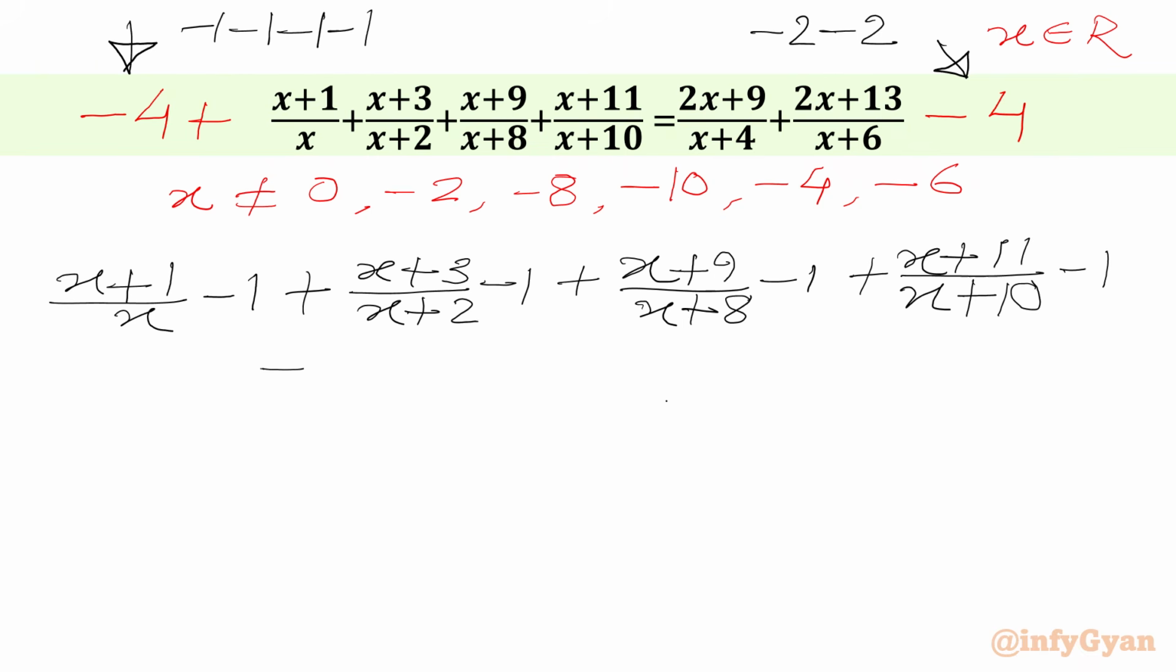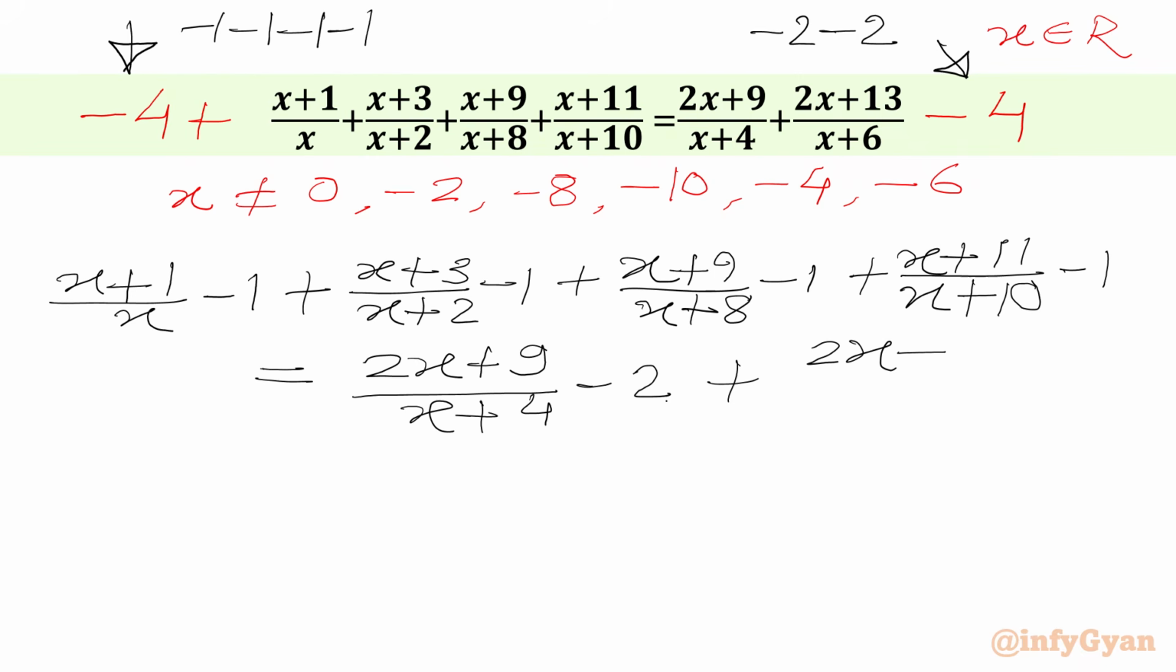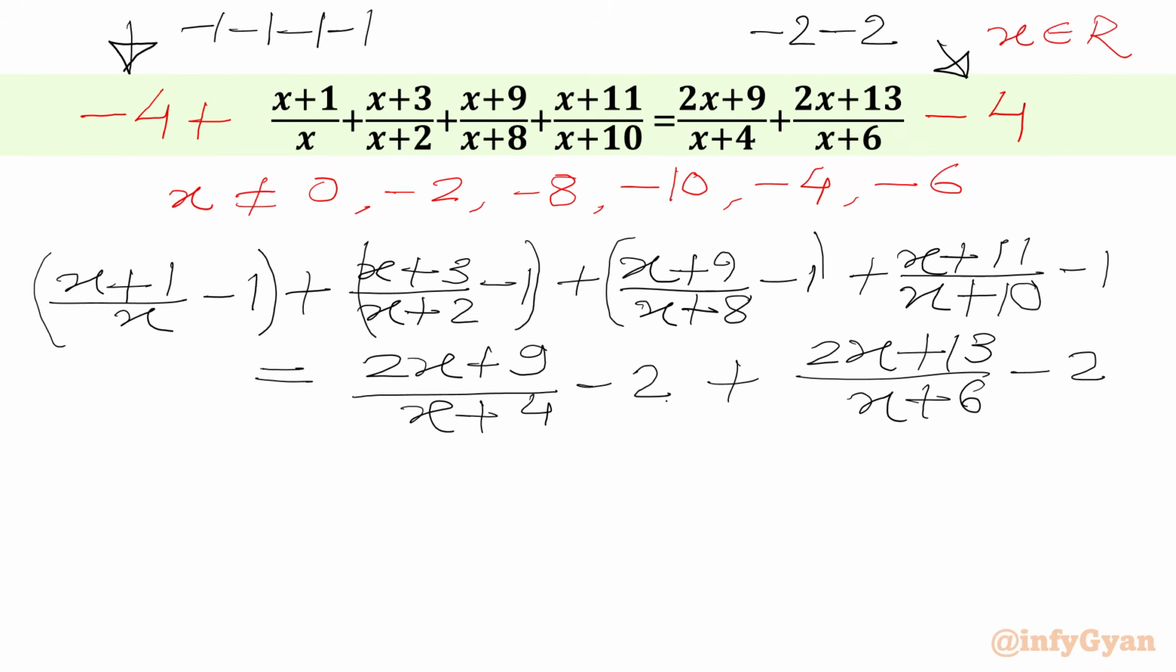Now the terms of the RHS, which we will write as 2x plus 9 over x plus 4 minus 2, plus 2x plus 13 over x plus 6 minus 2. Now we have to take the LCM, so we will simplify each of the brackets from the left hand side and from the right hand side.